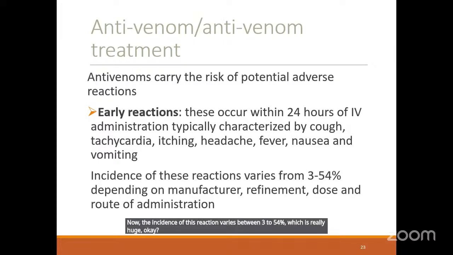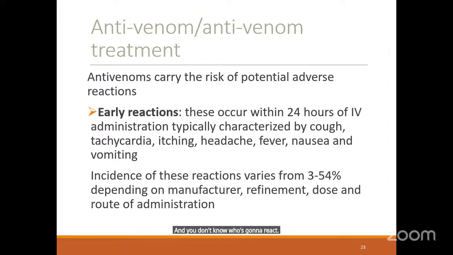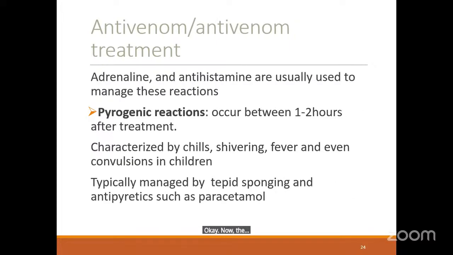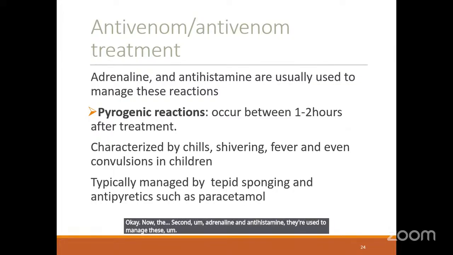Okay. Now, the incidence of this reaction varies between 3 to 54%, which is really huge. Okay. And you don't know who is going to react. So it's always important to have your resuscitative materials like your adrenaline already drawn by the side and your antihistamines ready. Okay. Now, adrenaline and antihistamine are used to manage these early reactions.